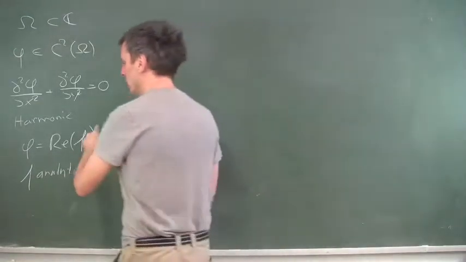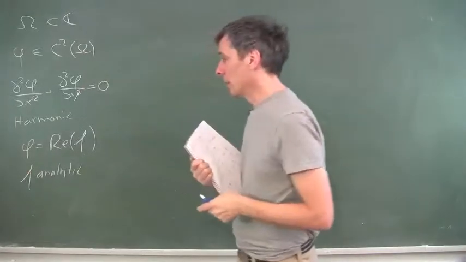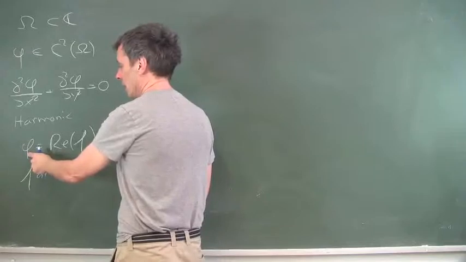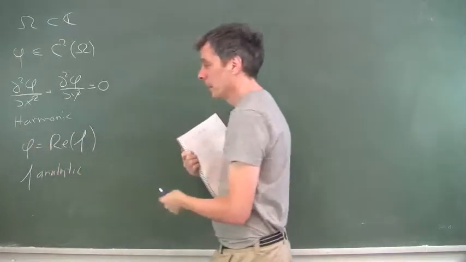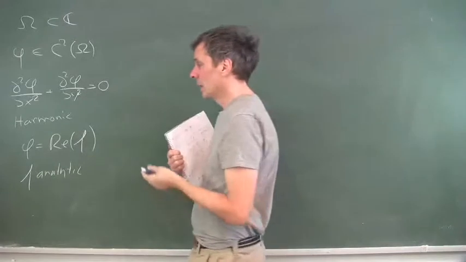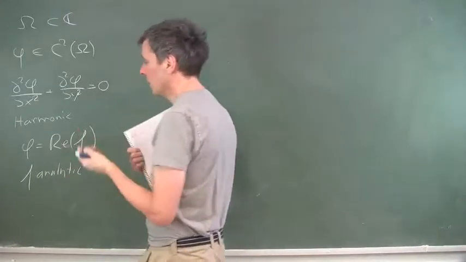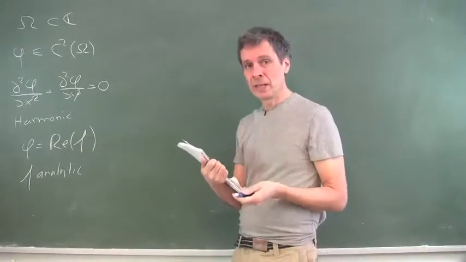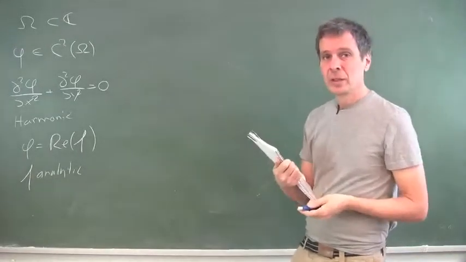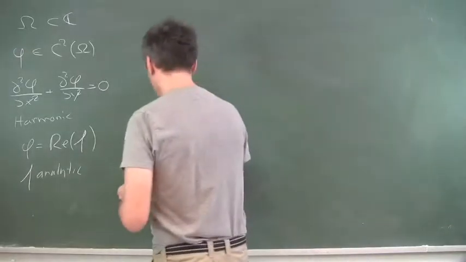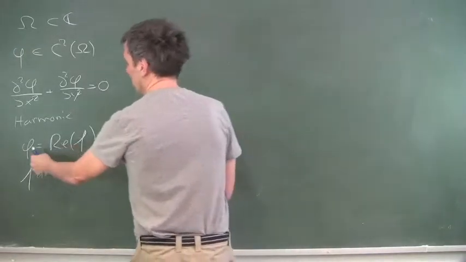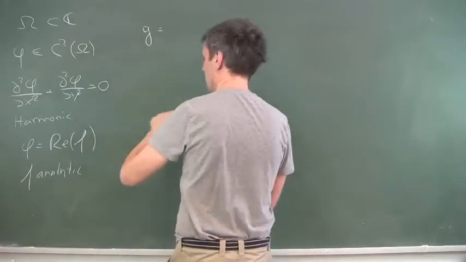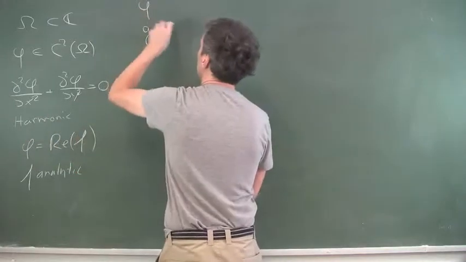And actually, this connection is even closer than that, because it turns out that if you have a real harmonic function phi, then it will be the real part of an analytic function. Perhaps that is not true in every domain, but it is true if you have a simply connected domain. So the idea behind that is that you simply define a function like this, given phi harmonic.